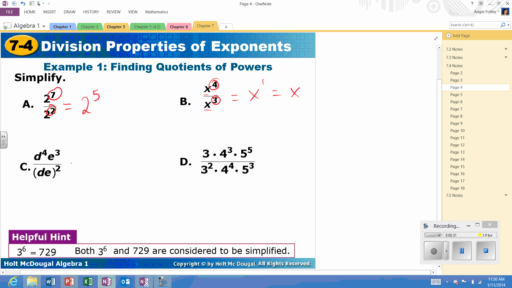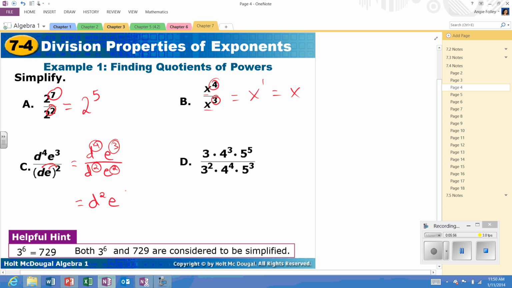Before we solve this one, we need to distribute, so I'm going to write this out, 4e to the third. We need to distribute this first, so d squared e squared. Now we're going to take the difference. D to the fourth minus d to the second is d to the second. E to the third minus e to the second is just an e, 1e.